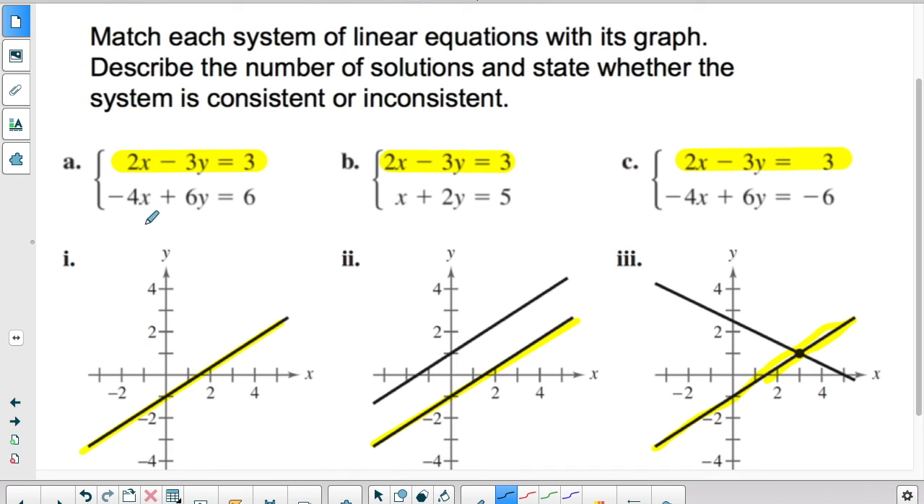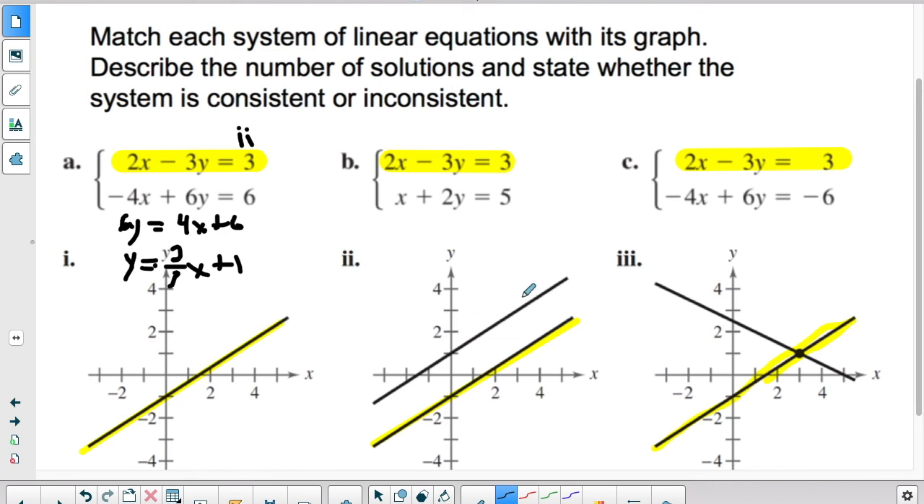Now here we can add 4x and then divide by 6. So if I add 4x, I get 6y equals 4x plus 6. And when I divide everything by 6, we get y is equal to, well, 4 divided by 6 is 2/3 x, and 6 divided by 6 is 1. So y equals 2/3 x plus 1. So the only one where that crosses at 1 is here. So the first one matches up with this equation here.